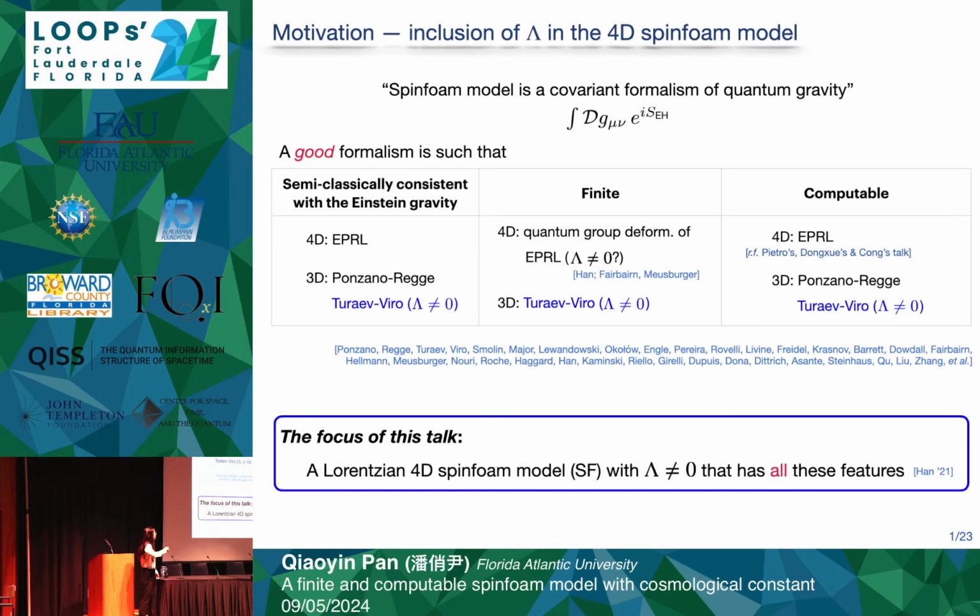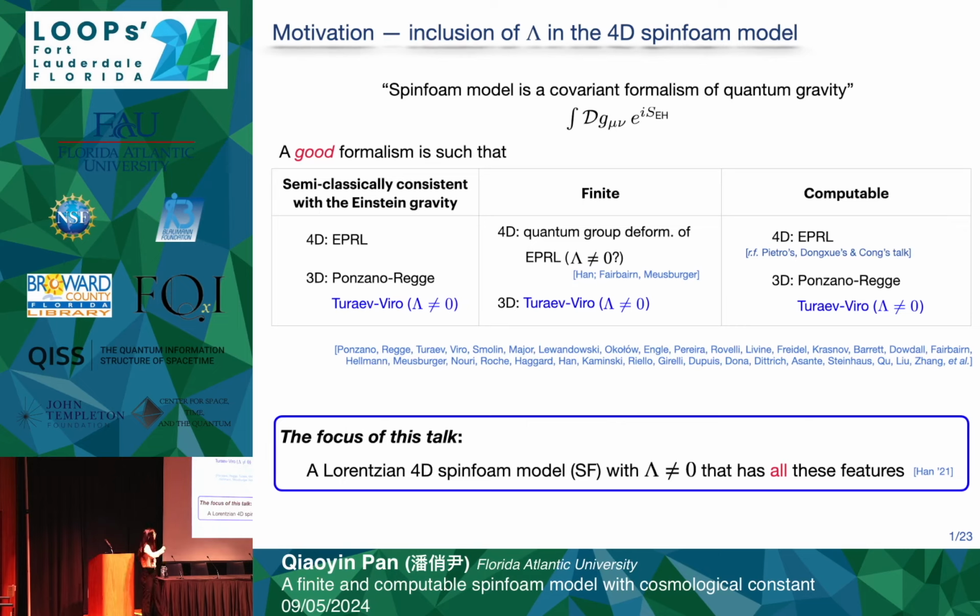For computability, EPRL is of course on the list. We've seen in several previous talks numerical algorithms based on EPRL to compute the amplitude and its application to physical situations. And in 3D, the Ponzano-Regge and Turaev-Viro models are based on 6j symbols, and 6j symbols are computable. So you see in this list that the Turaev-Viro model satisfies all three features, and this is an example of a spinfoam model with a non-zero lambda.